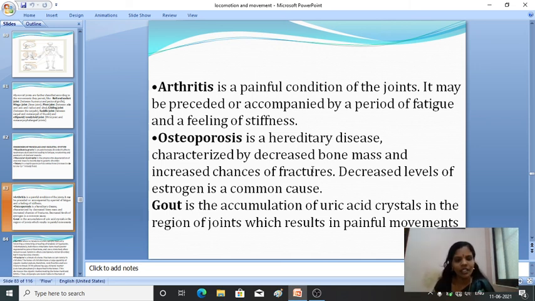Fine. Next, gout. Gout is the accumulation of uric acid crystals. It's mainly due to the accumulation of uric acid crystals in the region of joints, which results in painful movement.